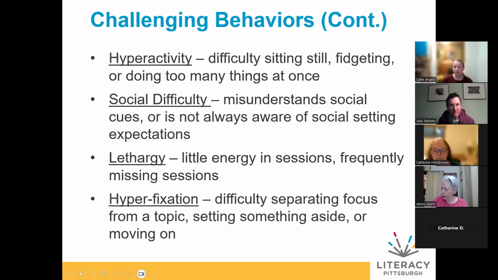Social difficulty, misunderstanding social cues, or not being aware of the social setting expectations. Lethargy, having little energy in sessions, frequently missing sessions, perhaps. Hyperfixation, starting on a topic and then having difficulty moving in a different direction, difficulty setting something aside for even a short amount of time, or moving on when asked.